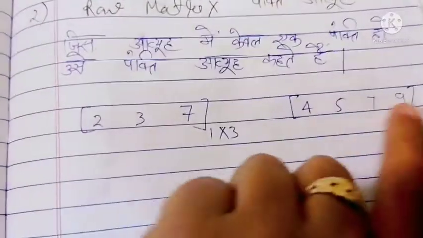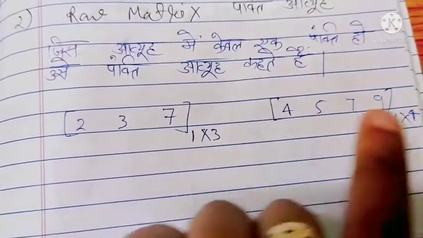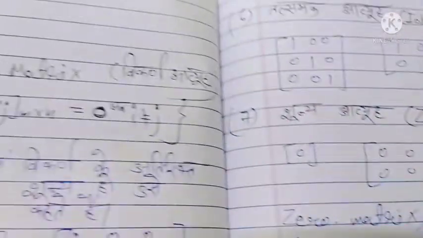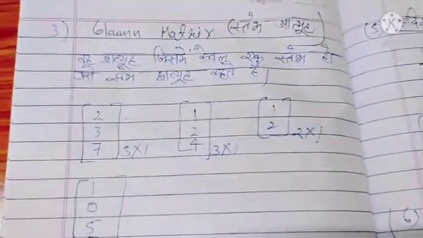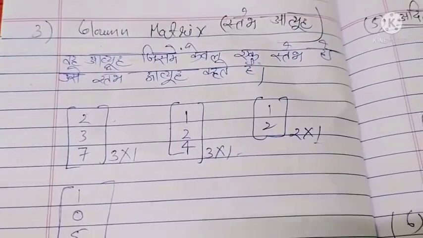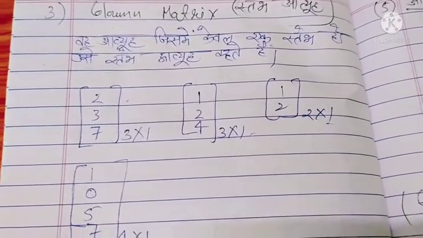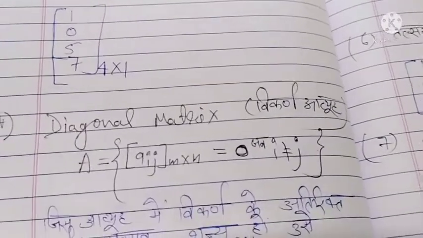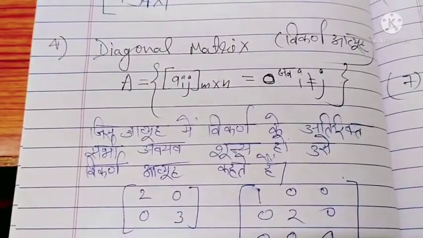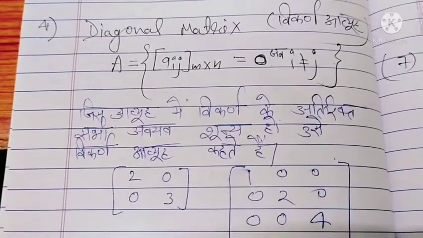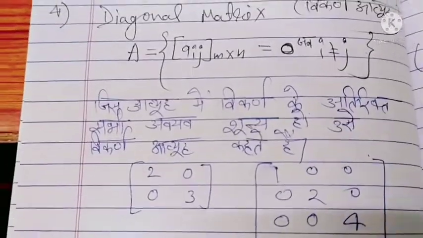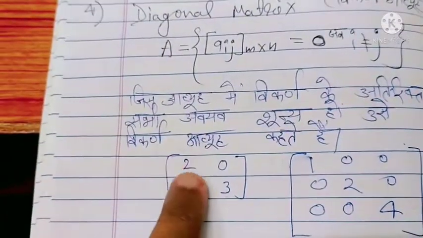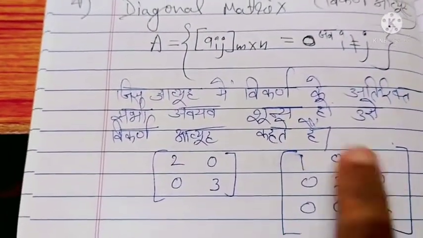The value of M will always be equal to 1 and the value of N will vary from 1 to infinity. Next is the column matrix. In a column matrix, there is only one column, but the number of rows may vary: 1, 2, 3, 4 and so on. Next one is the diagonal matrix. A diagonal matrix is a matrix in which we only have diagonal elements and the rest of the elements are equal to 0. You can see it by its name. A diagonal matrix has only diagonal elements and the rest of the elements are equal to 0.